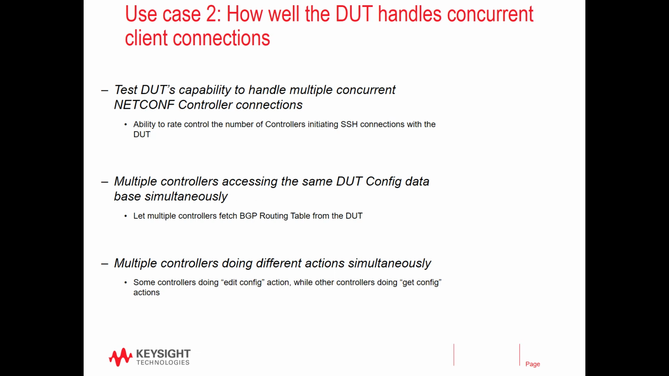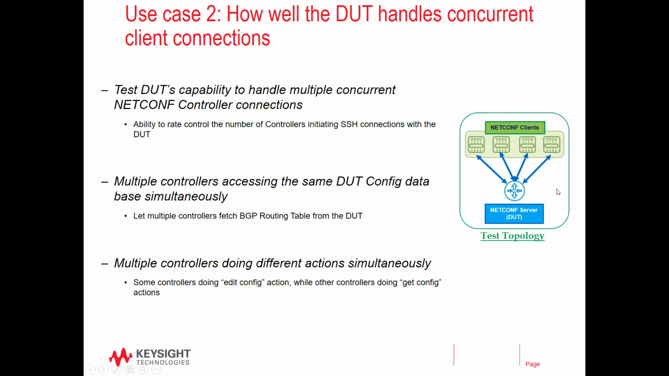Next, how well the DUT handles concurrent client connections. So here you can see that there are multiple clients talking to the same NetConf server. The purpose of this test case is to see how well the NetConf server talks with multiple NetConf clients at a time. Maybe the different NetConf clients are doing different operations to the server, like some may be writing some commands, some may be asking for some commands. So how does the DUT perform in such a scenario?